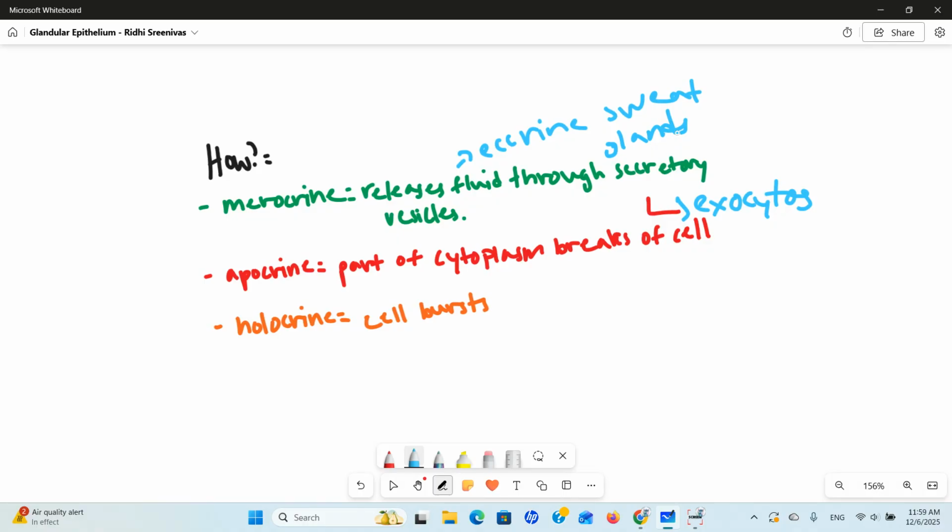Next, there is apocrine secretion, where the cytoplasm of the exocrine cell breaks off from the cell, but the cell can regenerate that part. And an example gland that uses this method is the mammary gland to secrete milk.